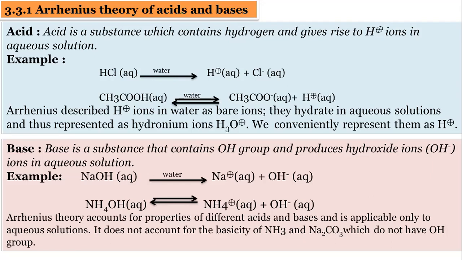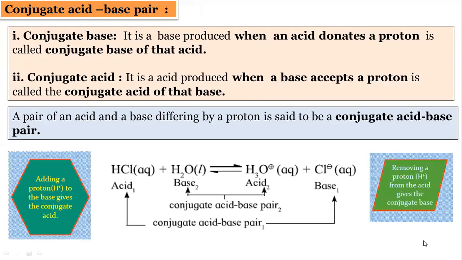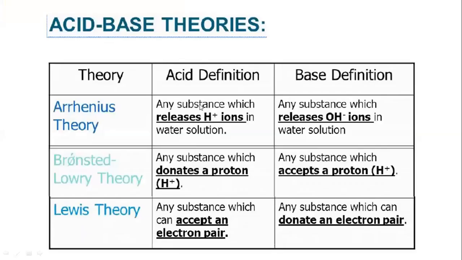Then I'm coming to this Lowry-Bronsted theory. Again, this question will be asked for 2 marks, same as Arrhenius theory. They can ask what is meant by acid, what is meant by base, what is meant by conjugate acid. Remember this conjugate acid base pair, and also prepare a chart of these theories. I have given this chart. What is meant by acid, what is meant by base according to the Arrhenius theory, according to the Lowry-Bronsted theory, according to the Lewis theory.